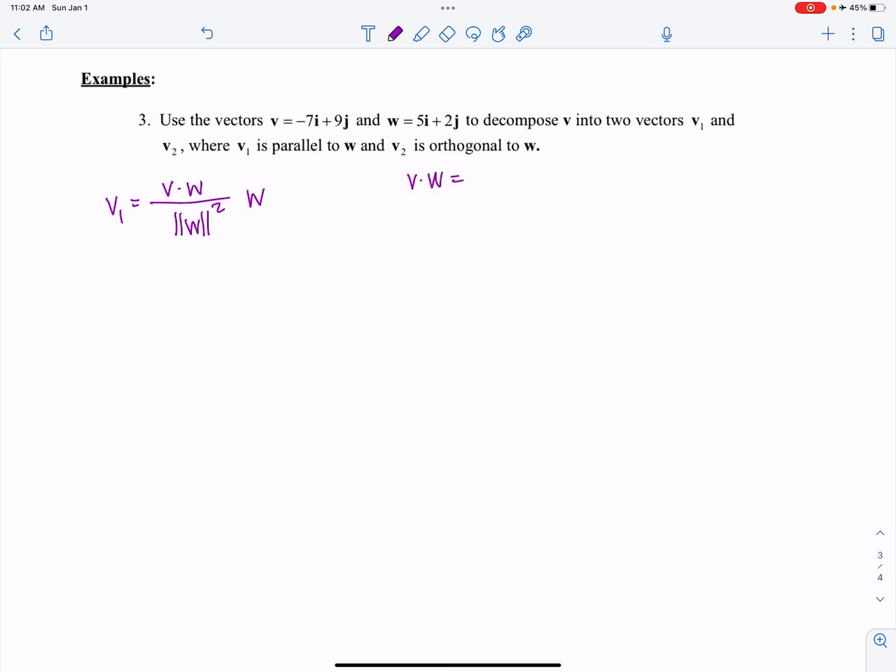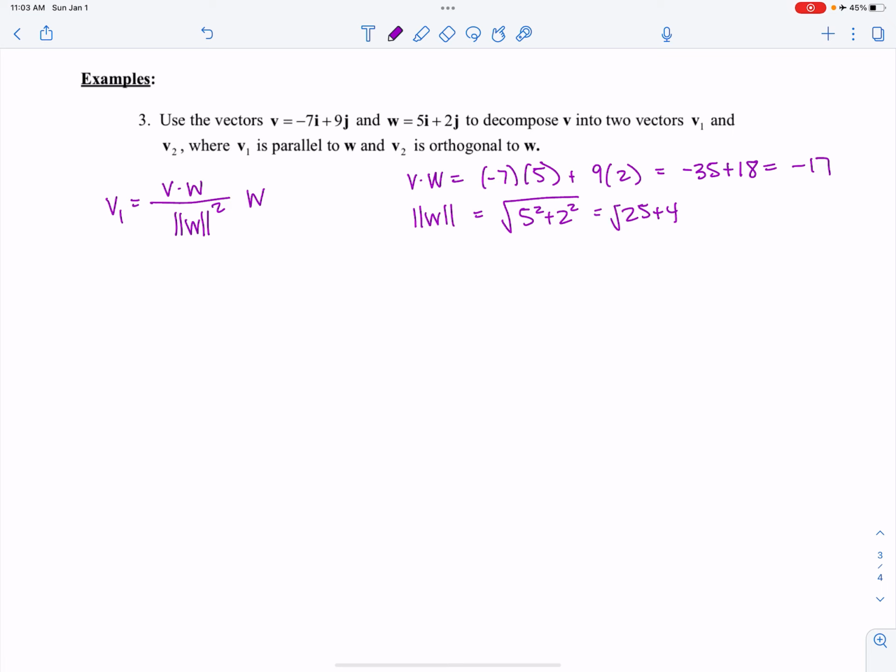Well, if we multiply our i's, we get -7 times 5 plus 9 times 2. This gives us -35 plus 18, which is -17. And let's find our magnitude of w. This is 5 squared plus 2 squared, which is 25 plus 4, and that would be root 29. And let's plug these in.